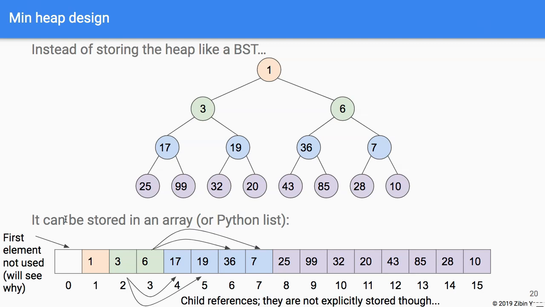A couple of things to note in the array representation of the min heap is that we skip the element at index 0. We actually don't store anything there. We'll see why in a moment. And the second thing is, let's say the children of node 3 are 17 and 19, at a particular position that makes them very easy to find.